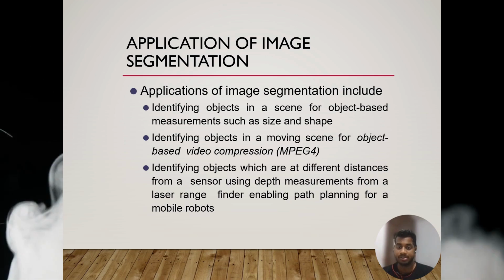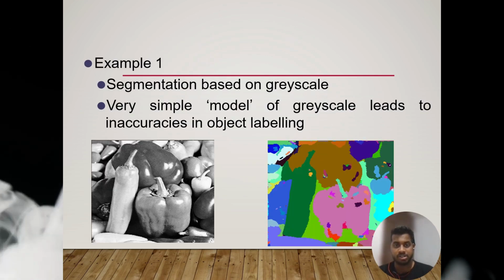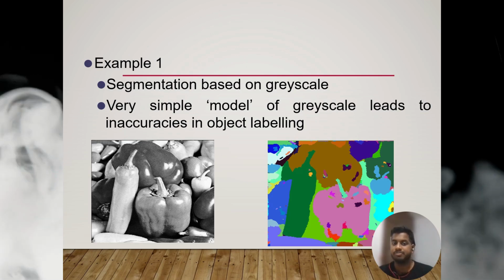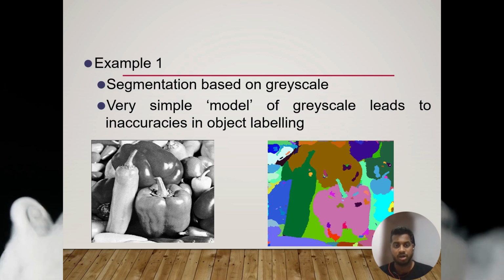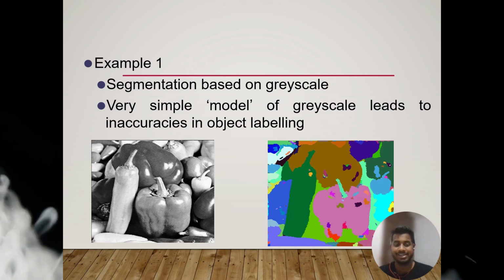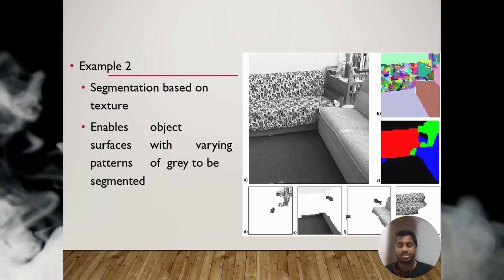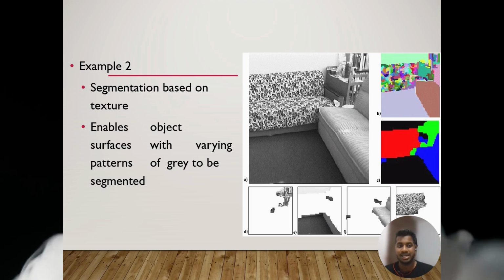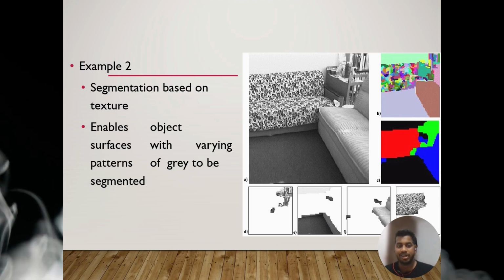So let's look at some examples here. As you can see, the segmentation based on grayscale is there. A very simple model of grayscale leads to inaccuracies in object labeling. You can see as the pictures are depicted there. So let's take another example in which the segmentation is based on textures. It enables object surfaces with varying patterns of gray to be segmented.